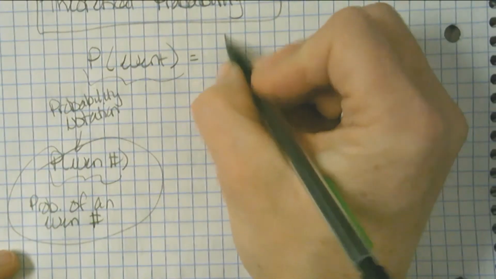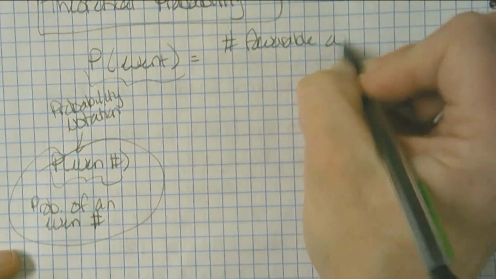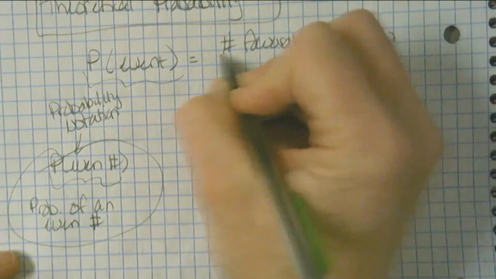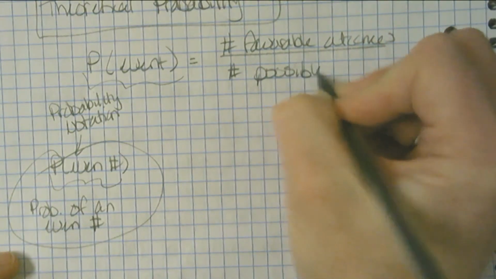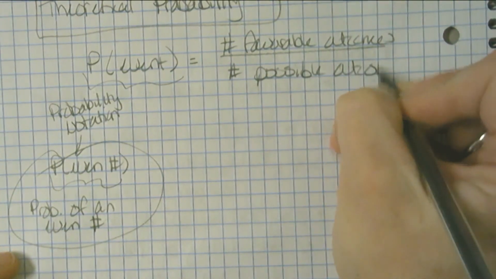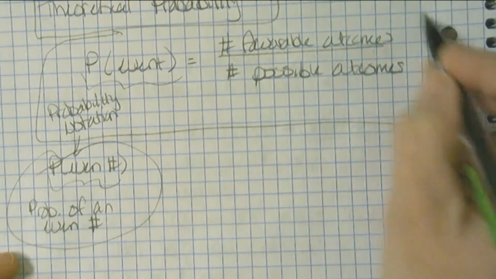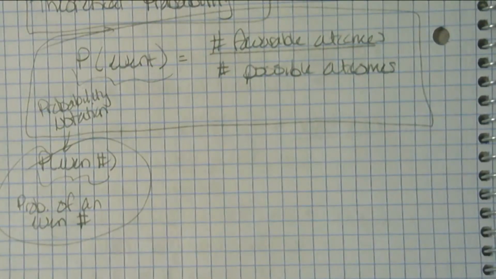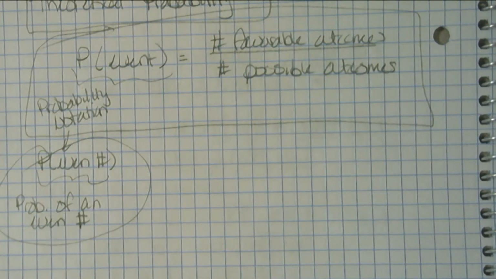All right, so probability of an event is equal to the number of favorable outcomes divided by the number of possible outcomes. And we've already talked about what favorable outcomes mean and what possible outcomes mean. So it's your number of favorable over your number of possible. How many of you guys kind of remember this? Awesome.